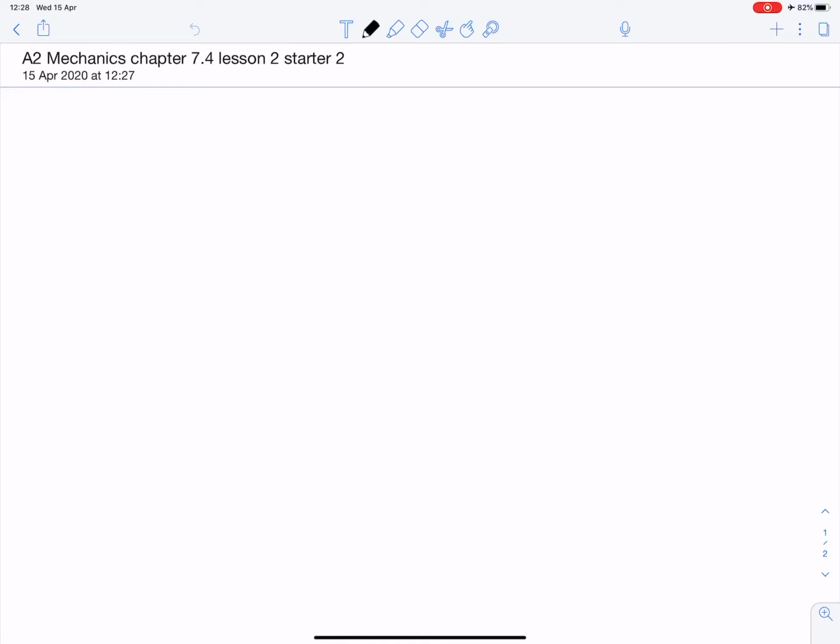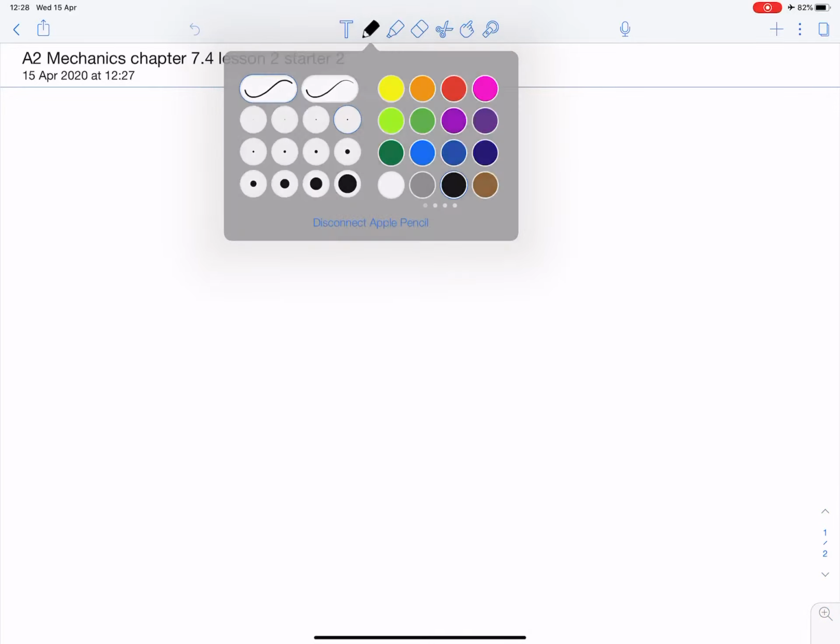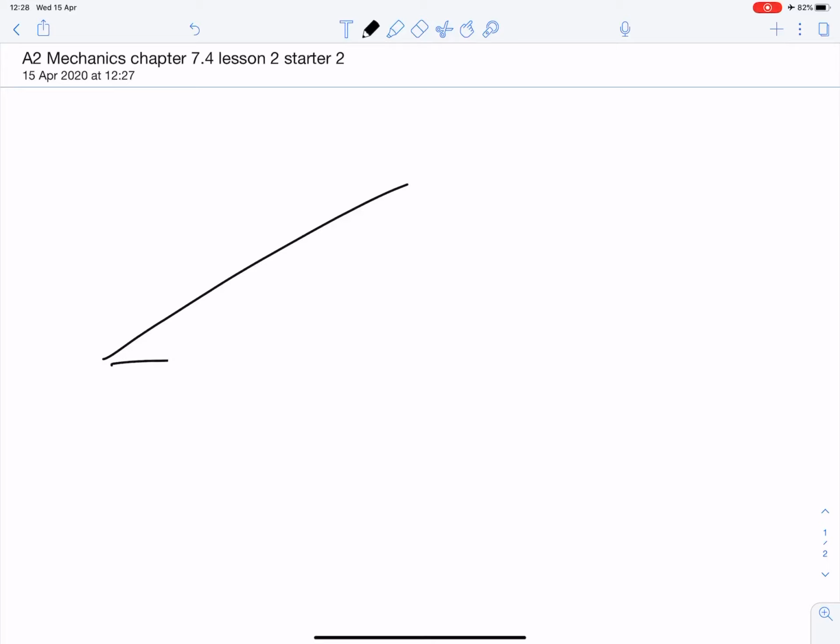Okay, so here we go, A2 Mechanics, Chapter 7.4, second lesson on this section with the second starter. This should be a fairly quick one, but we'll just have a go. So the question looks something like this.